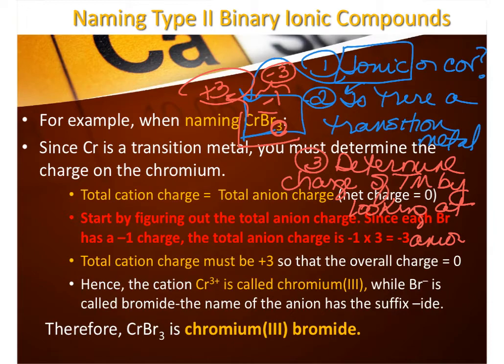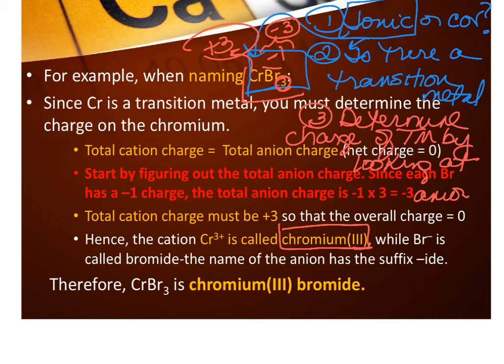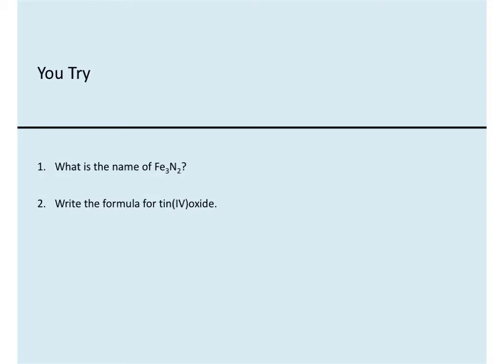So what would we call this overall? The first part would be chromium, parentheses, Roman numeral 3, and then the ending would be bromide. So let me pull that up here. There. Chromium 3 bromide. See if you can do this on your own. I would recommend turning off the video, giving it a shot on your own, and I will just give you a hint here. Even though tin is not a transition metal, it is one of the 2 I said that behaves like a transition metal, so you have to use Roman numerals with it.